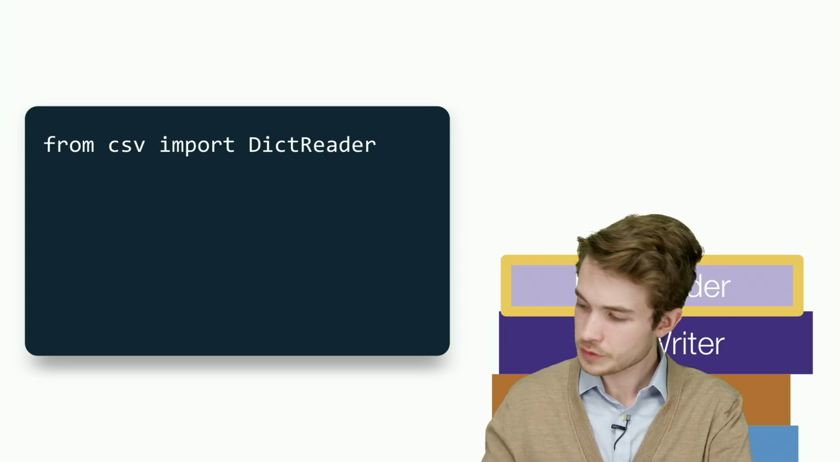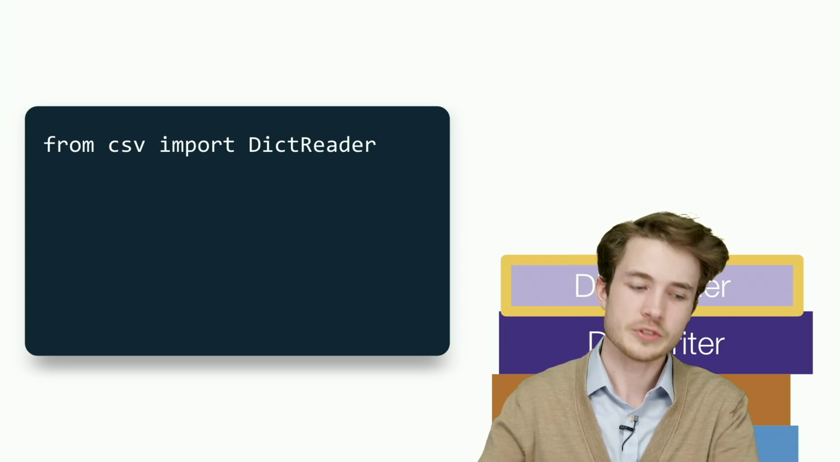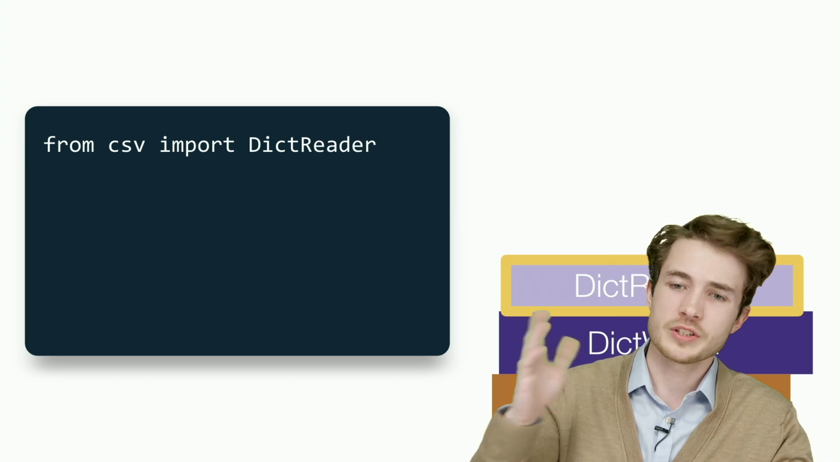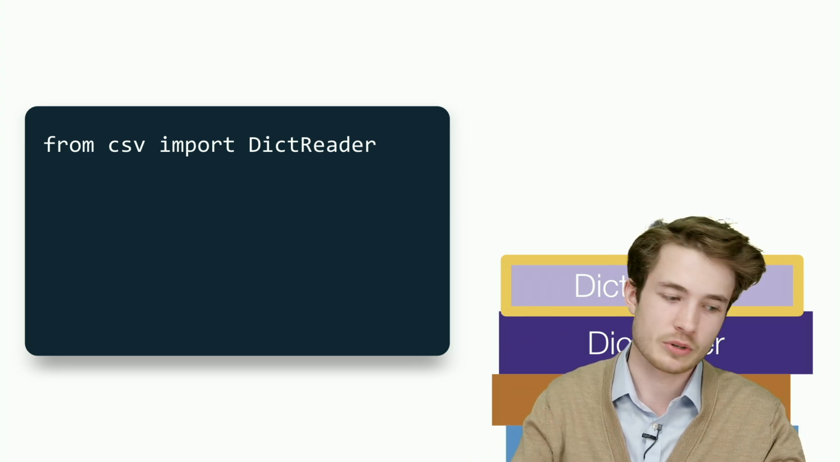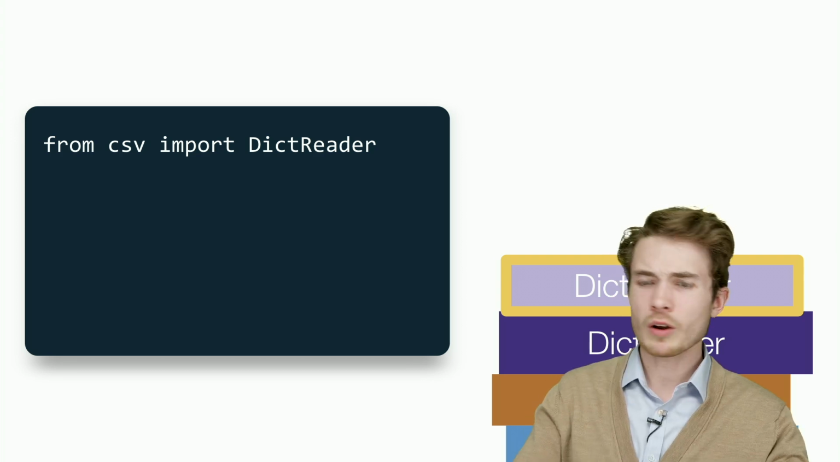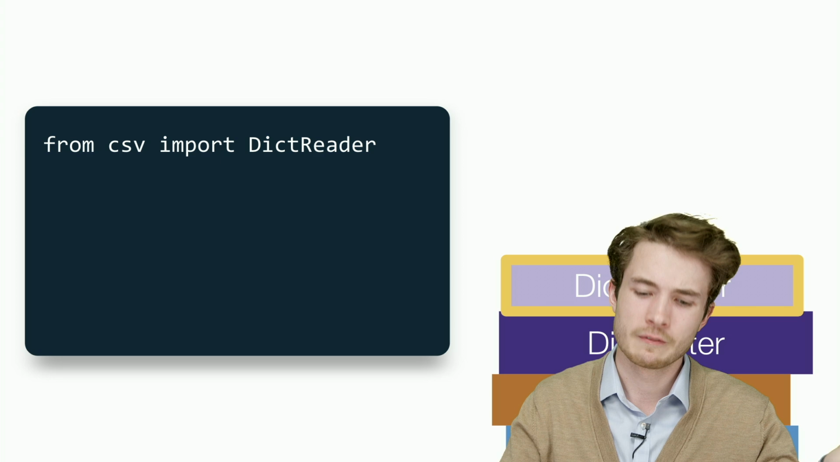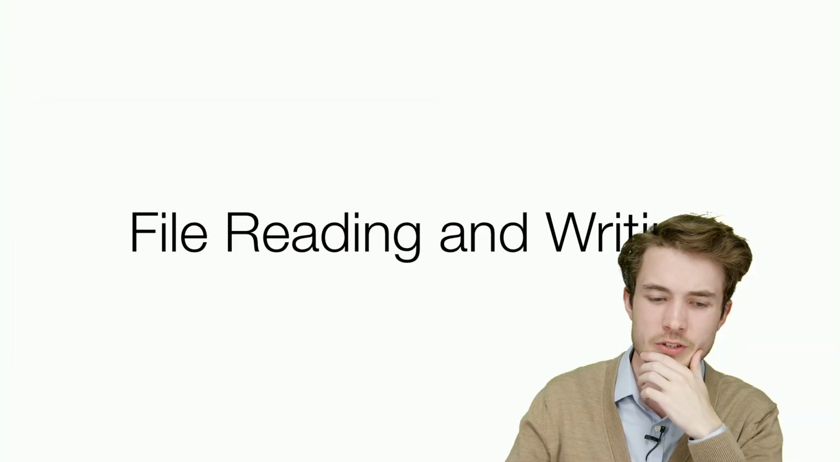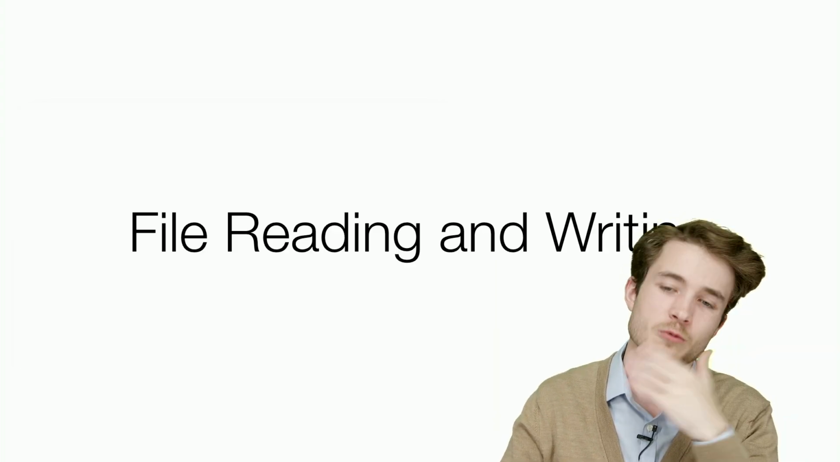Okay, so let's see some of the differences between using these various functions inside of this CSV library. We saw before we have dictReader, dictWriter, reader, and writer, but what are the differences between these, and why would we even use one versus another? To do that, let's dive into reading files and maybe even writing to them.